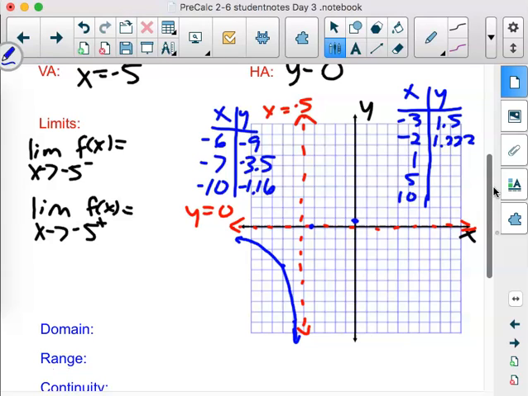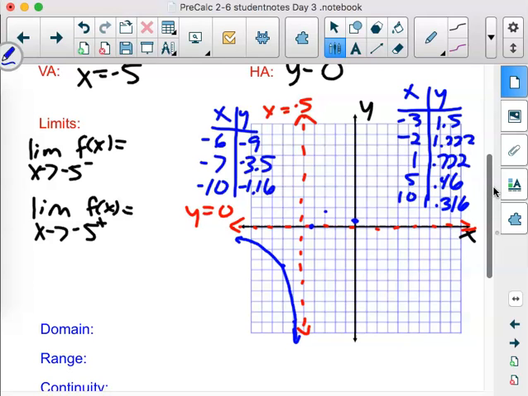+1 is 0.7222. 5 is 0.46. 10 is 0.316. So let's see what it's doing on this side. -3, 1.5.